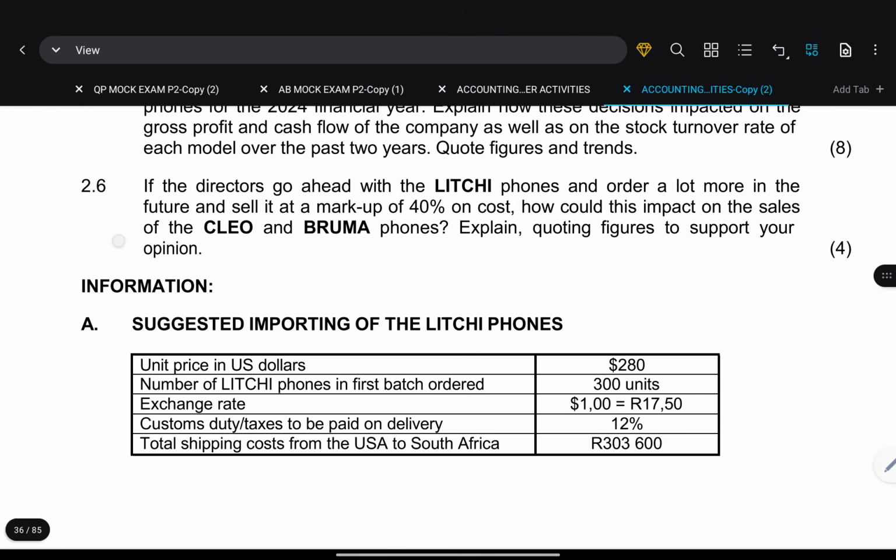Information A says the unit price in dollars is 208, the number of units they want to buy is 3,000, and the exchange rate tells us that $1 is equivalent to 17 rand 50 cents. Customs duty is 12%, and the total shipping cost is 303,600. Remember, all these things are going to calculate our cost price of that particular phone.